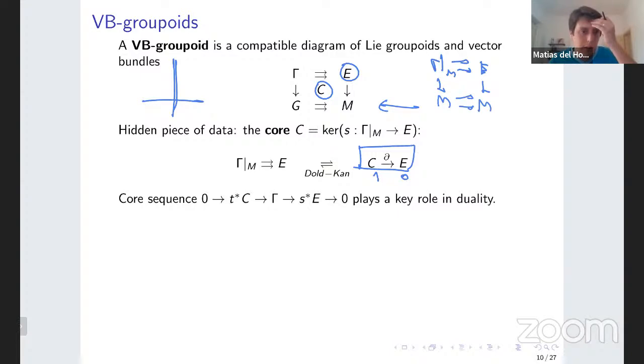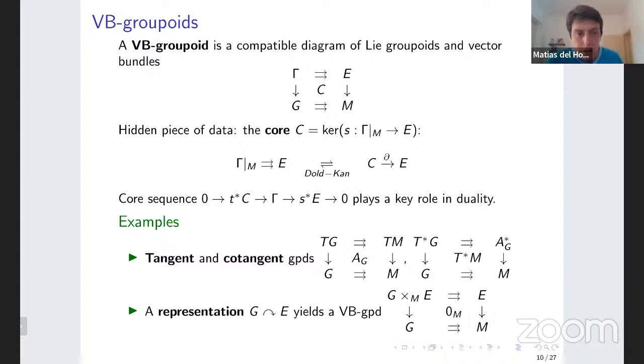Let me tell you some examples of it. Of course, if I apply the tangent functor to a groupoid, I have a VB groupoid. Everything is linear.